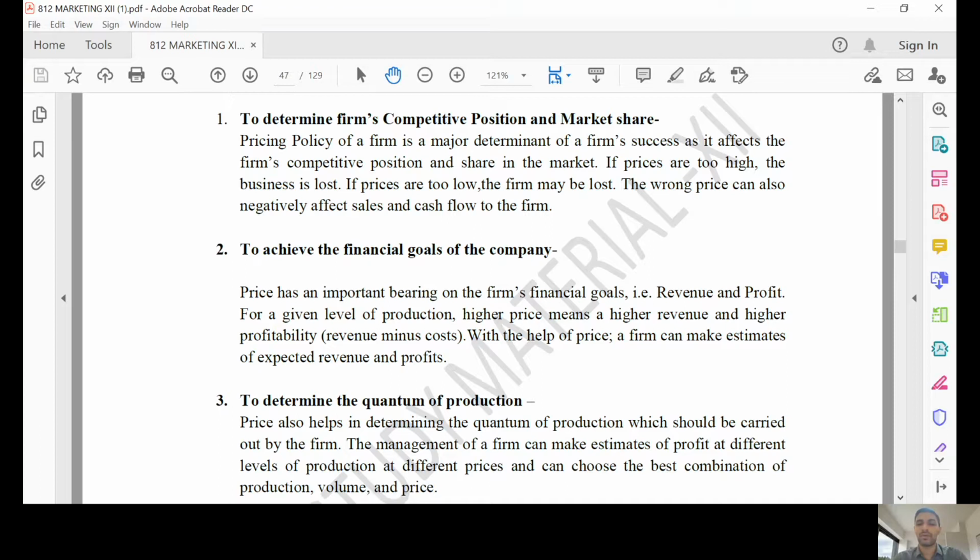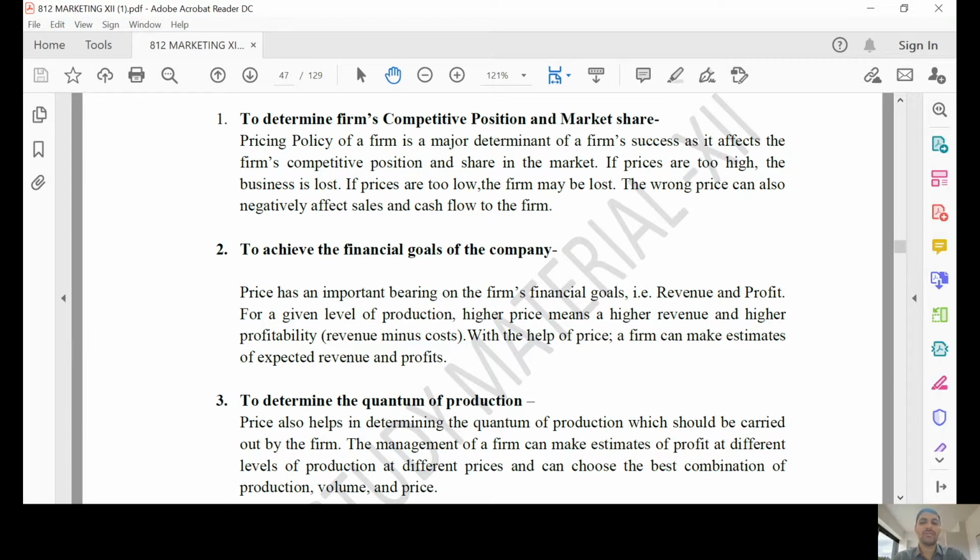A company will have a financial goal. The company wants to have more revenue and more profit. They want to increase their revenue. They want to increase their profit. So a company will be able to increase the profit and revenue only if they are selling the product at a higher price. Or if they are trying to sell at a lower price, they should increase the production. There should be economies of scale. If they are producing more and more product, they will be able to sell the product at a lesser price.